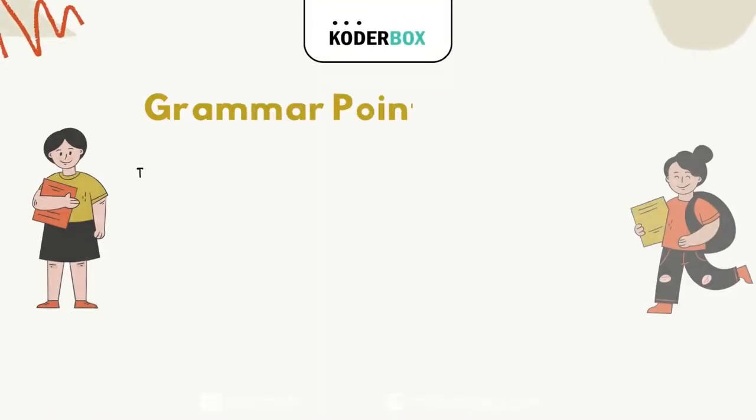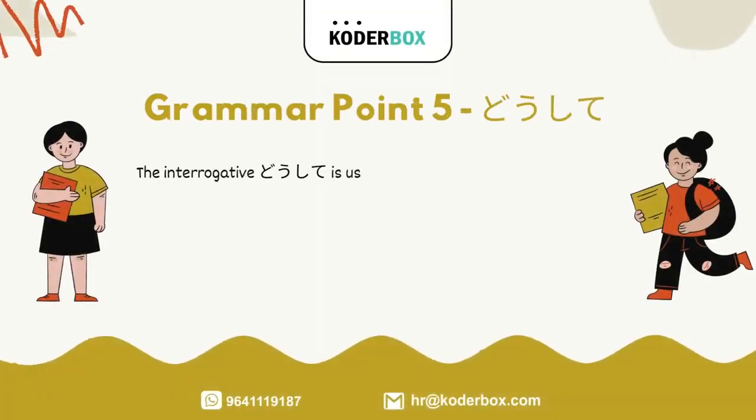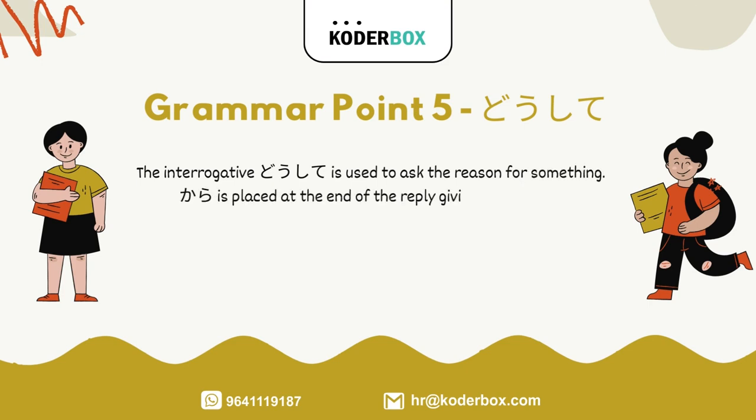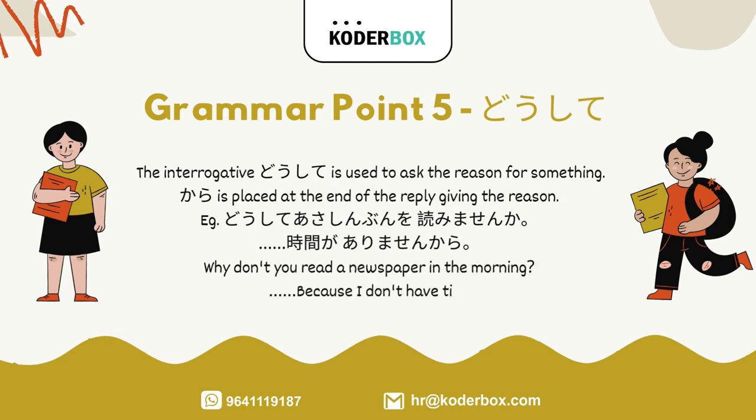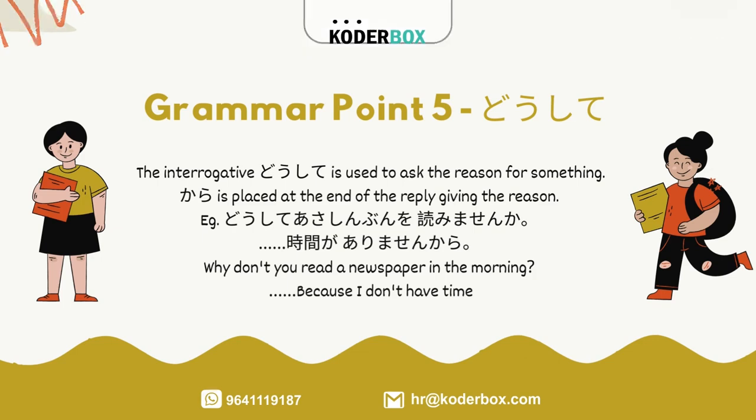Grammar point 5th, Doshite. The interrogative doshite is used to ask the reason for something. Kara is placed at the end of the reply giving the reason. Example, Doshite asa shimbun o yomimasen ka? Jikan ga arimasen kara. Why don't you read a newspaper in the morning? Because I don't have time.